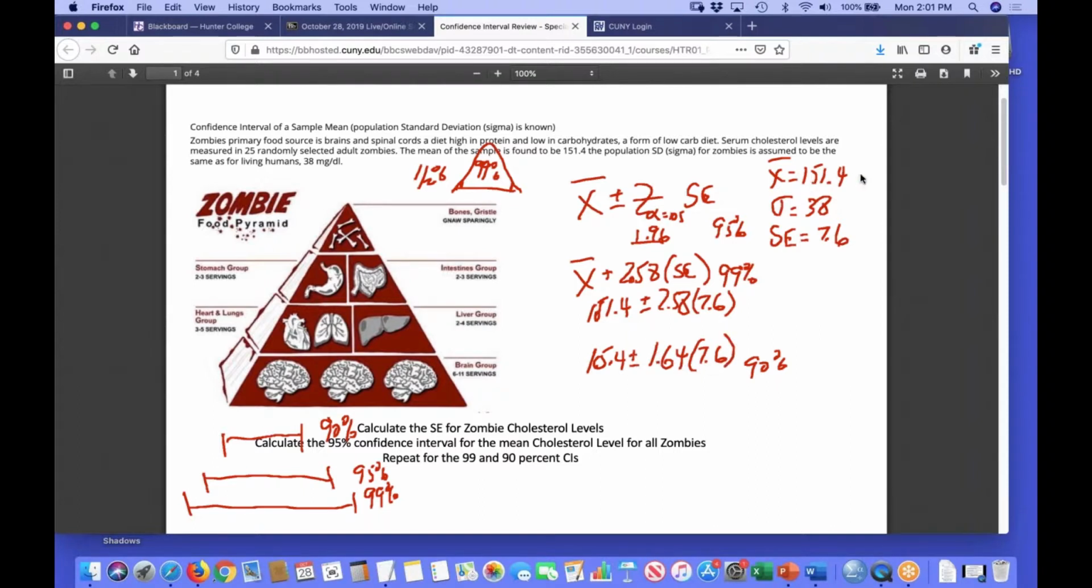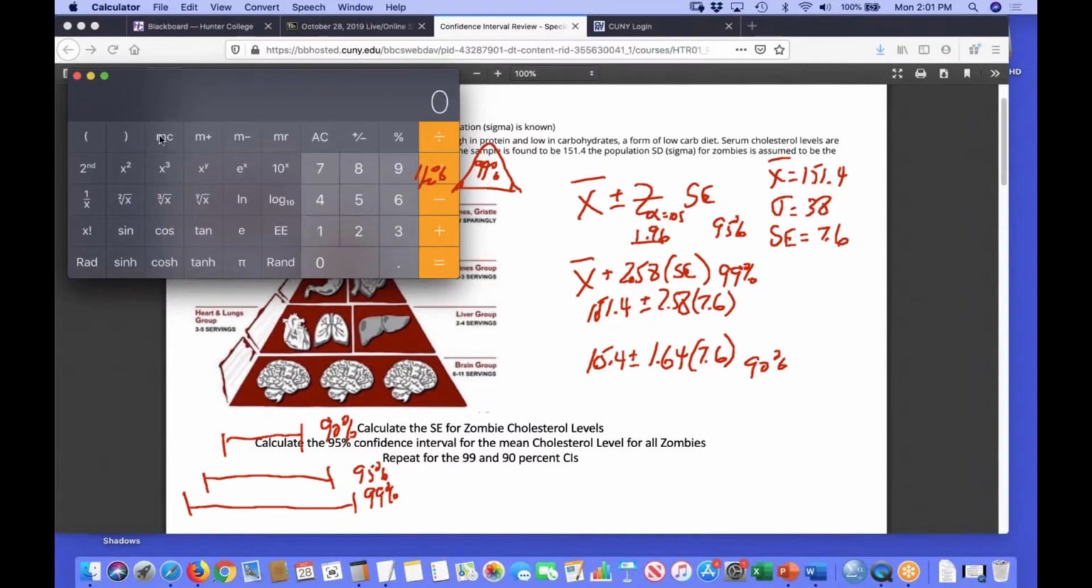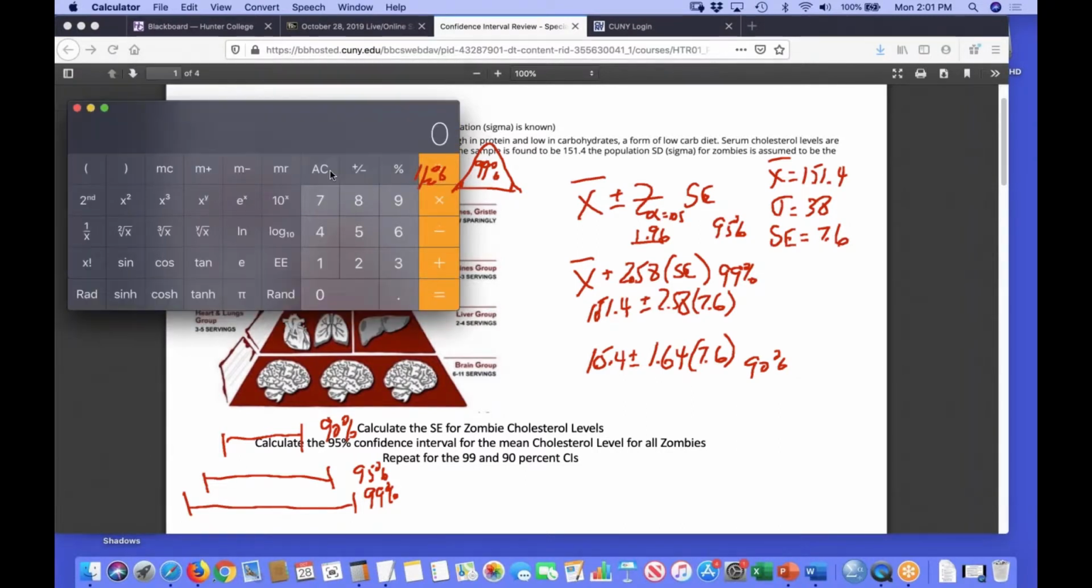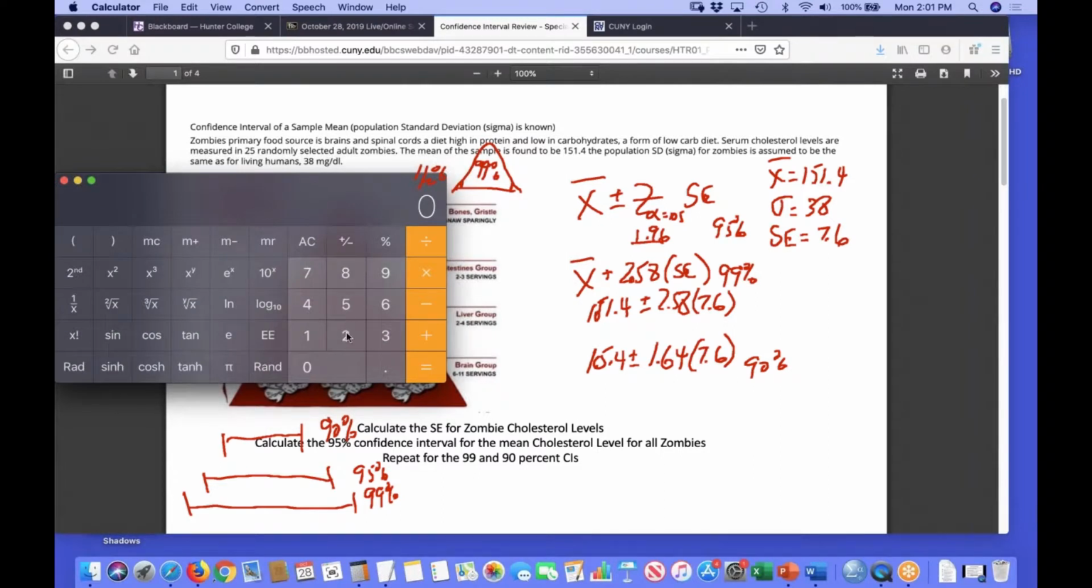So if we go ahead and actually do this calculation, okay, I'm going to clear out memory. It's going to be 2.58 times 7.6, which is equal to 19.6. I'm going to put that into memory. Clear it out first. Then 151.4 minus our margin of error is 131.8.